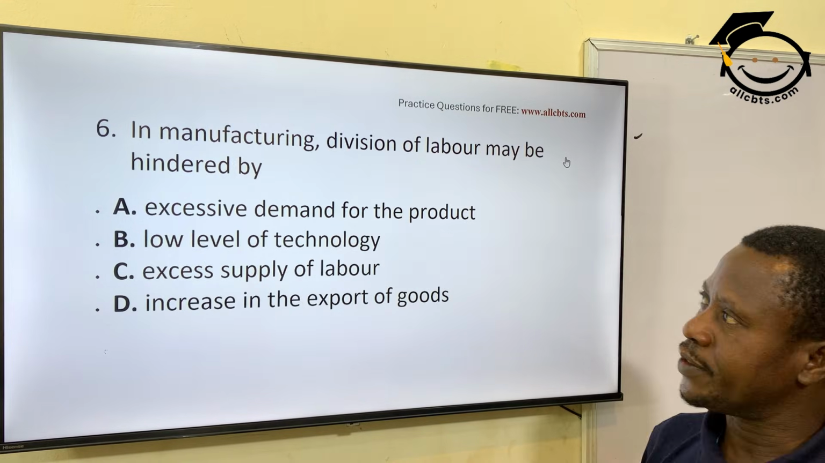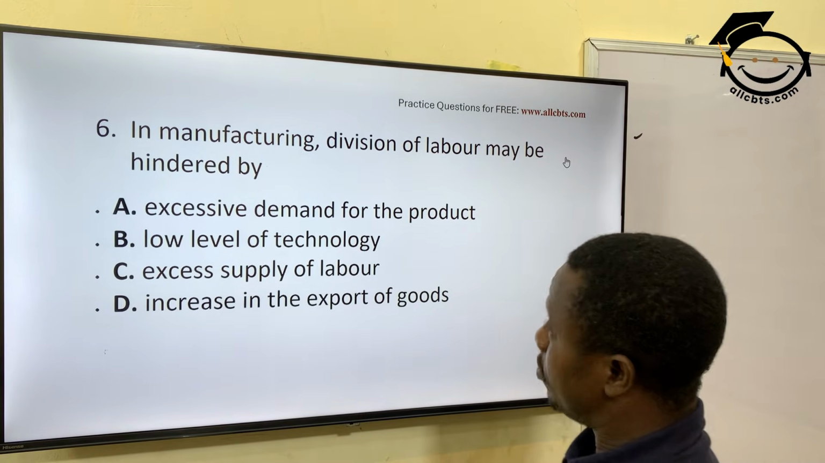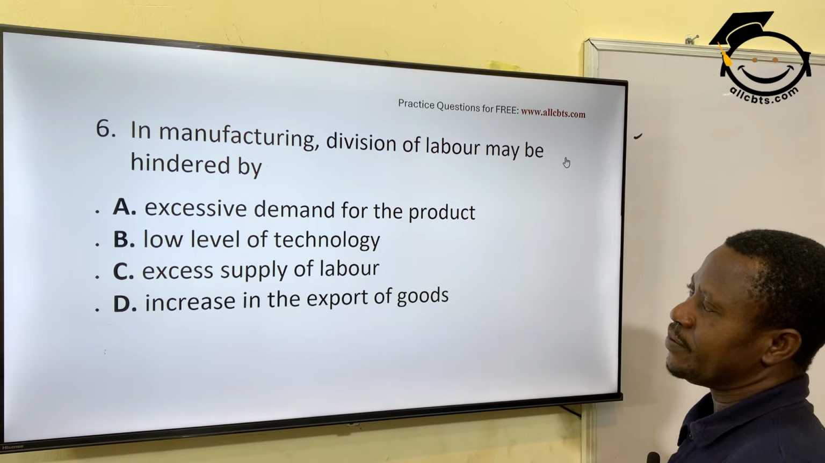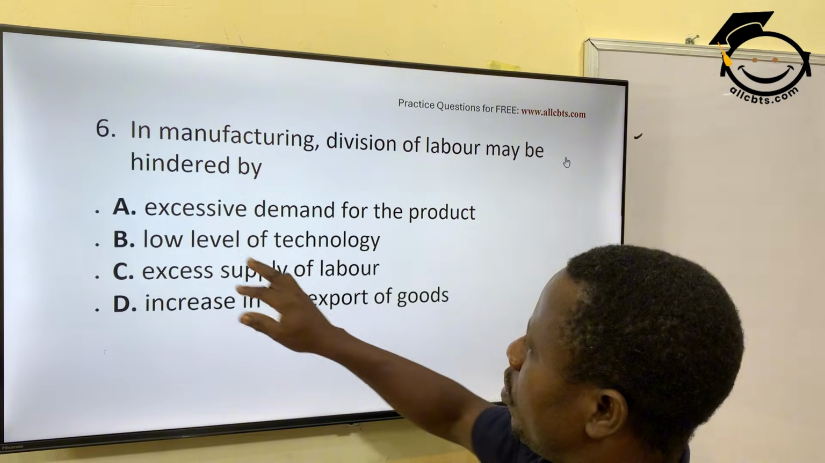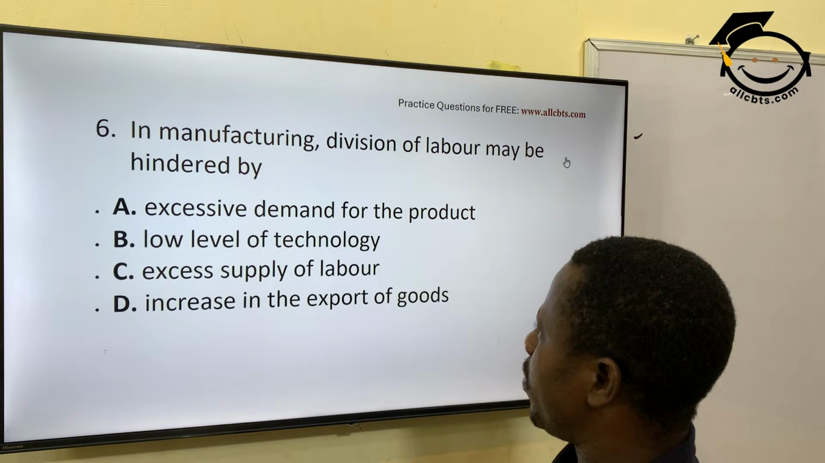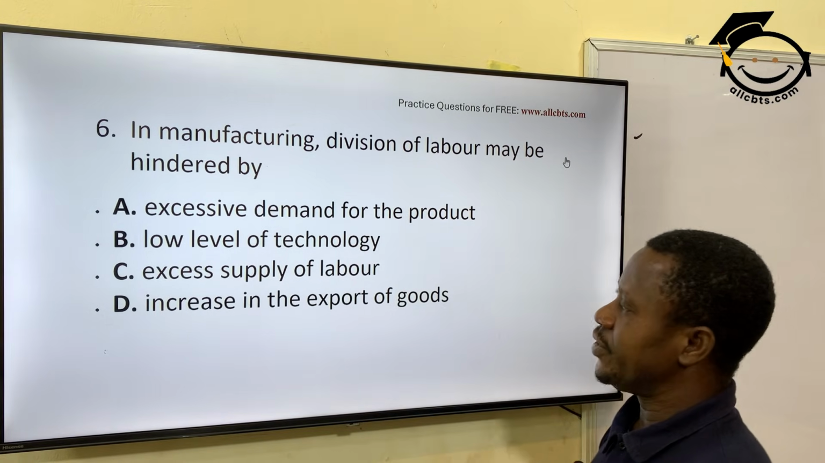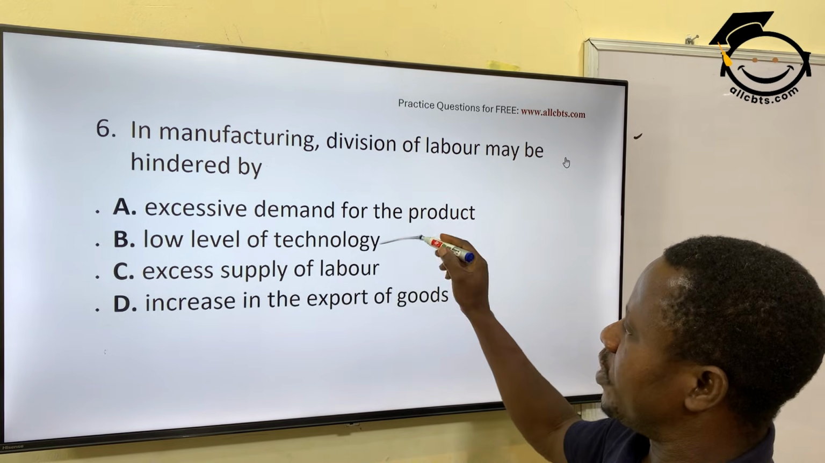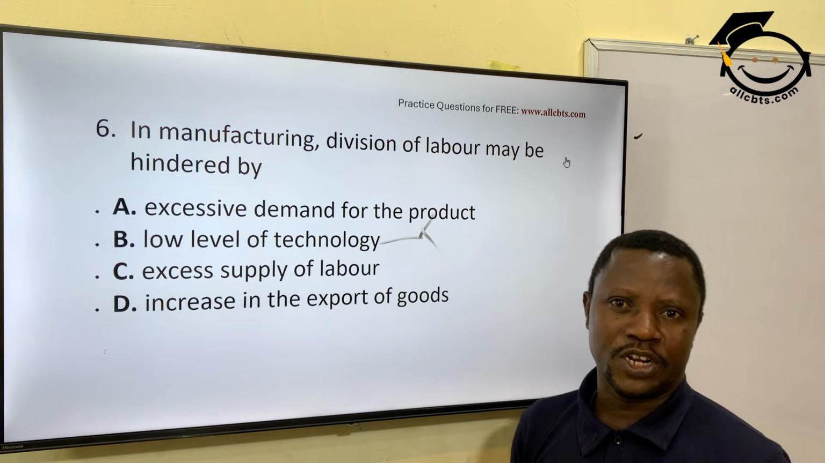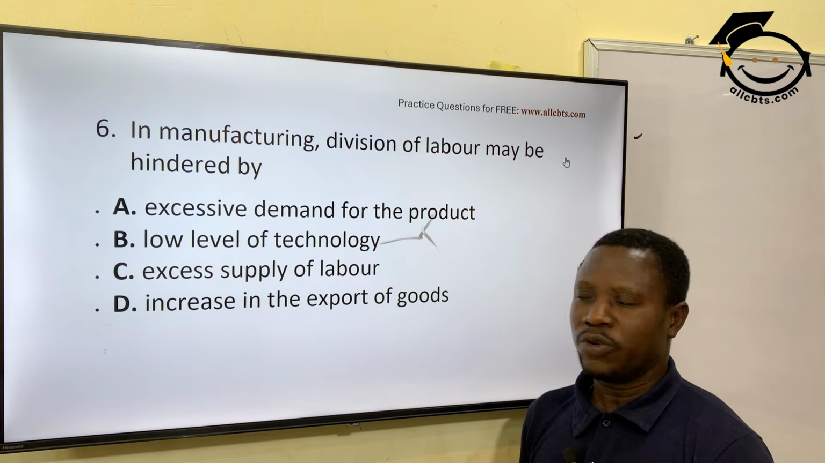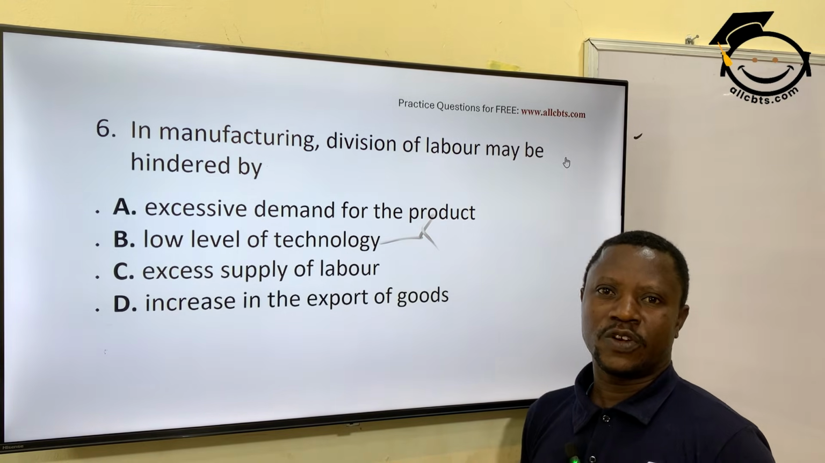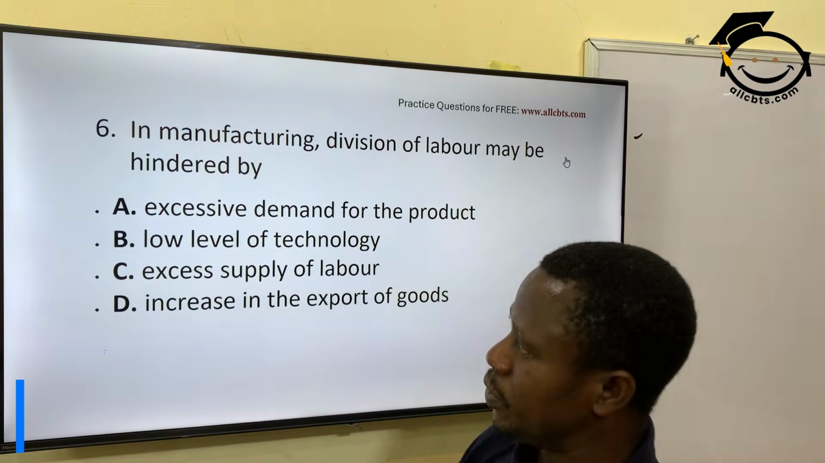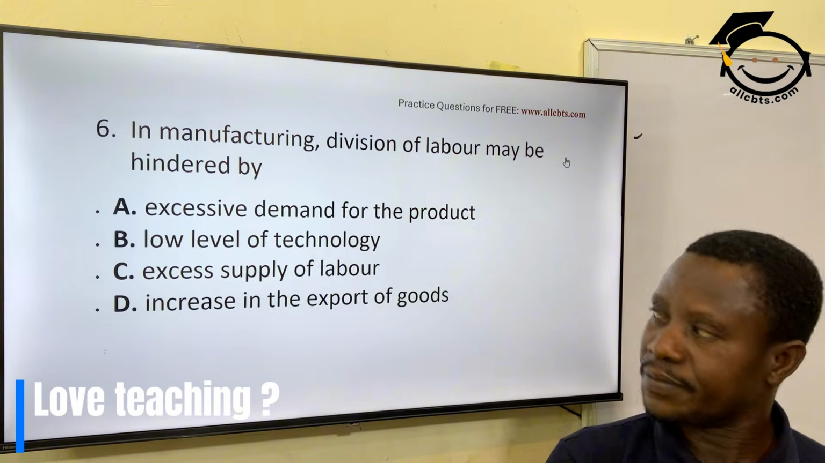Then we go on. In manufacturing, division of labor may be hindered by excessive demand for the product, low level of technology, excess supply of labor, increase in export goods. The answer is low level of technology. It's the level of technology that determines the level of your division of labor. Okay? Low level of technology, low division of labor. High level of technology, high level of division of labor. Option B is the correct answer.